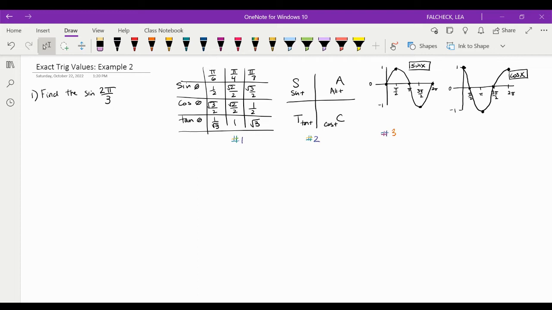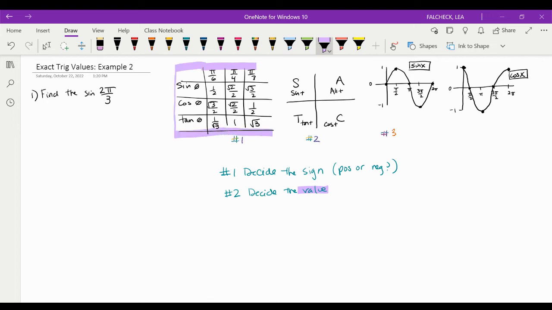There are two things that you need to decide once you have set these three pieces of information up. The two things that you need in order to evaluate a trig ratio are, number one, you need to decide the sign. And that's S-I-G-N, not S-I-N-E. So I'm going to write in here positive or negative. And then number two, you need to decide the value. And the value is going to come right from this table here. This is how you decide the value.